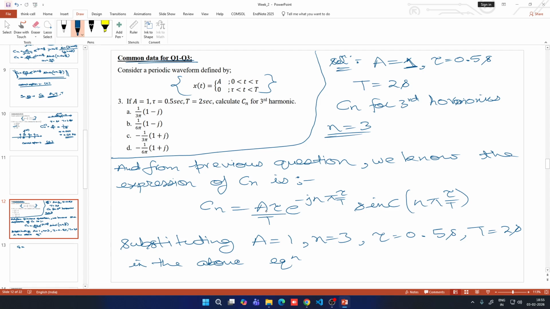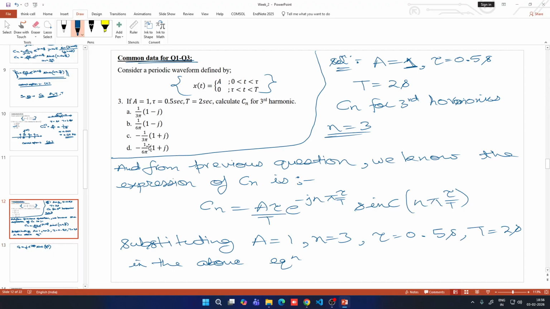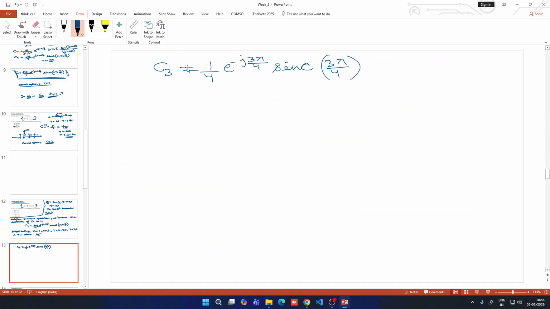So if we put A as 1, tau is 0.5 and t as 2, which will be 1 by 4 e to the power minus j, n is 3, so 3 pi by 4, and sinc 3 pi by 4. But if you see, the options are given in a much more confined way, so we have to solve it again.